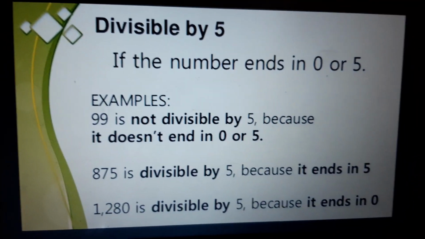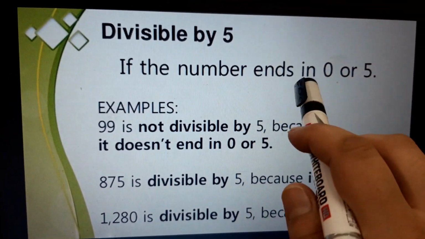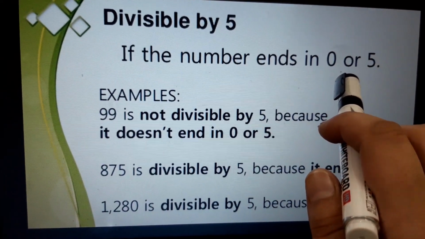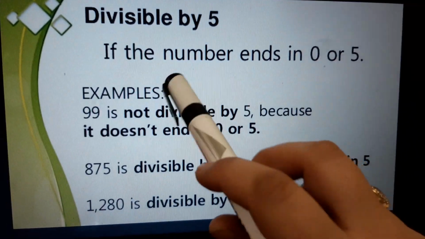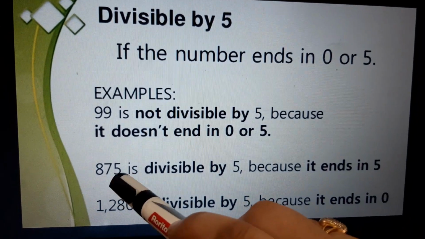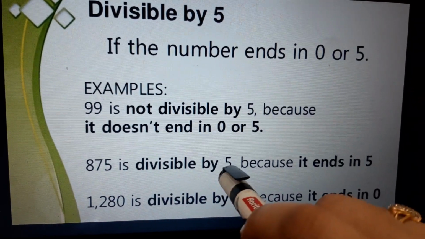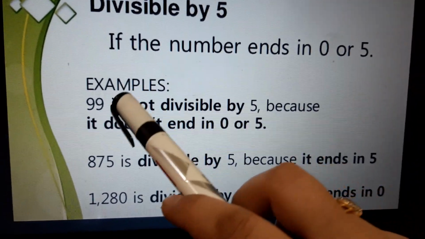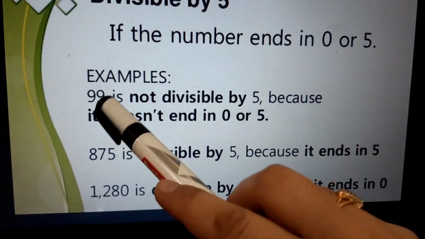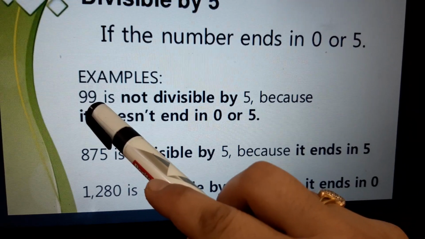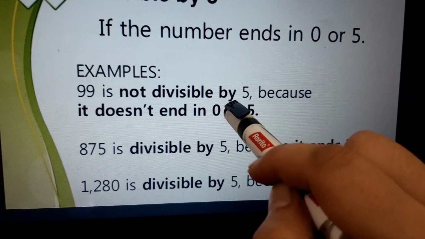Next is divisibility by 5. Now if the number ends in 0 or 5, it means at the units place if I am having a 0 or 5, we will say the number is divisible by 5. For example, 875. Now at the units place I am having 5. So I will say 875 is divisible by 5. But 99 is not divisible by 5 because at the units place I am not having a 0 or 5, but instead I am having a 9. So 99 is not divisible by 5.